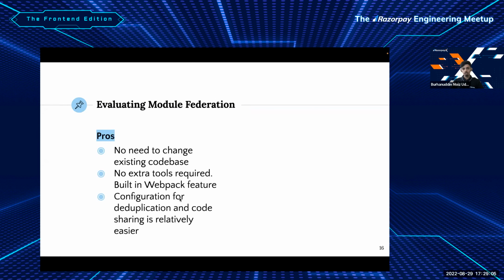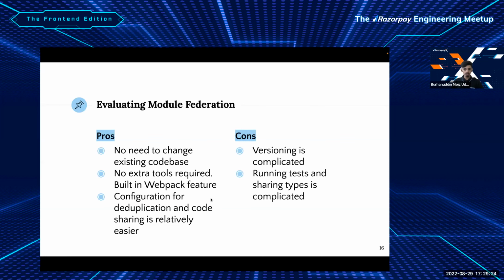Configuration for deduplication is very easy. We'll come to that later. All we have to do is just pass one object to Webpack on what our dependencies are, and Webpack internally manages all of that complexity. Cons is versioning is still complicated. Even with this, we'll explain this in detail later, but in the interest of time, let's not discuss it here. Again, testing and sharing types will be discussed later.